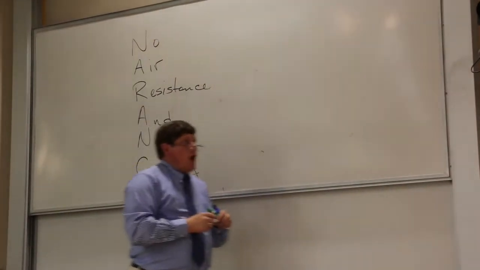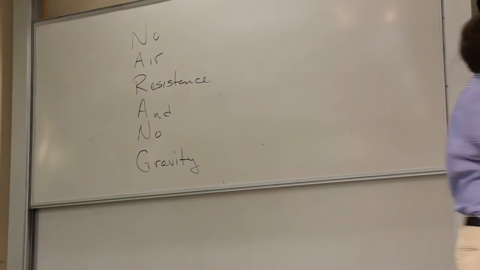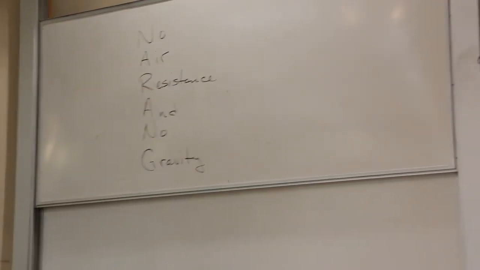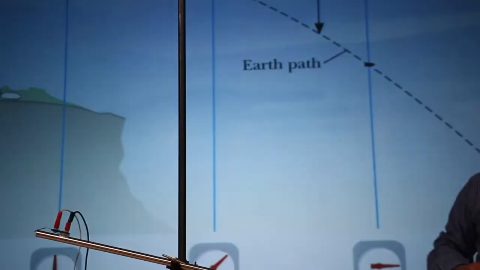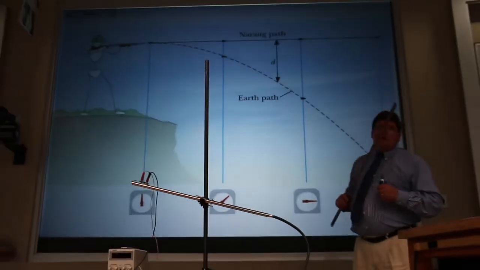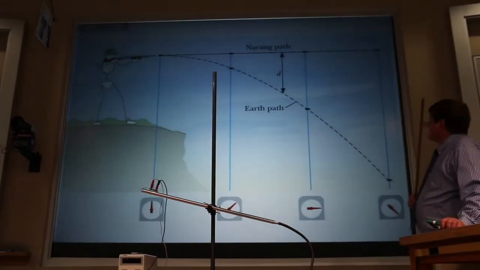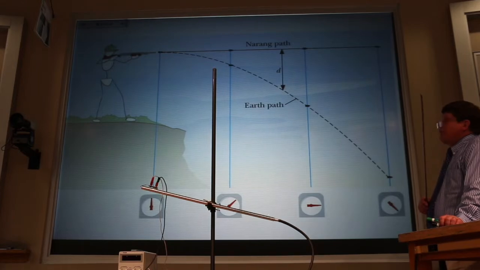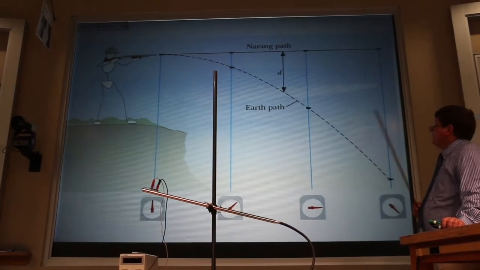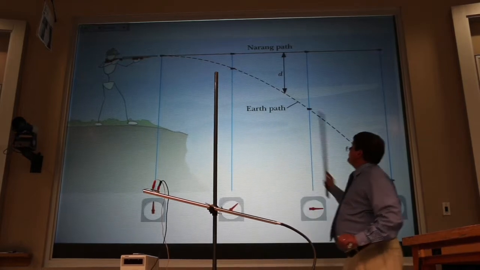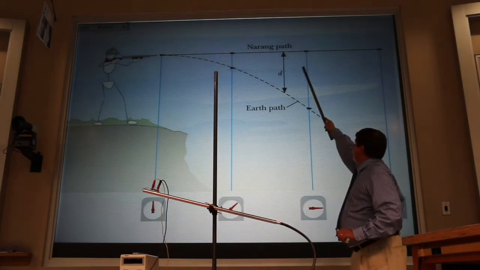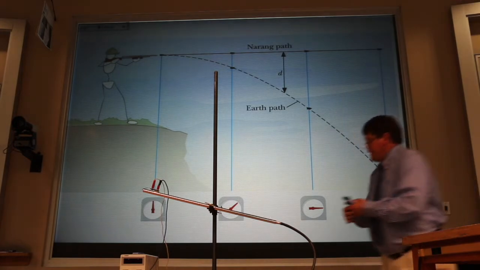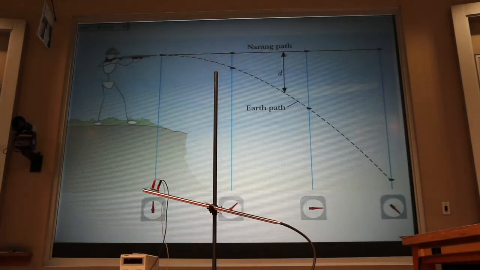Now, on the planet Narang, when you fire a bullet, it just follows a straight line like a laser beam. There is no gravity, and so it just keeps on going. Okay? Uniform motion. Now, if you fire that same bullet on Earth, you find that it follows this curved path, and that path has a drop from the Narang path. Now let's see what that drop is going to be.